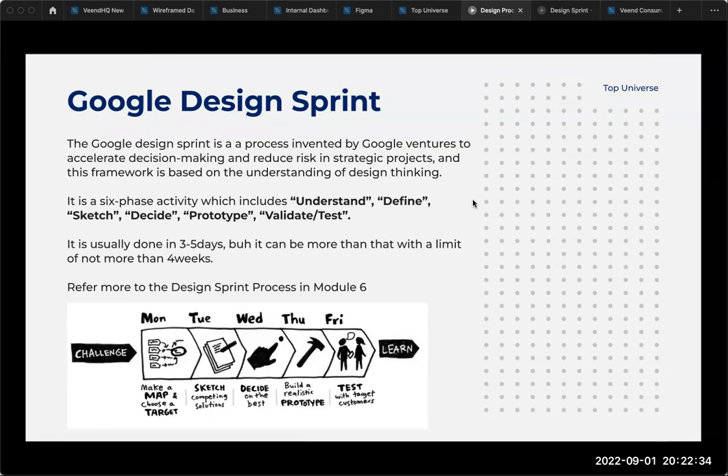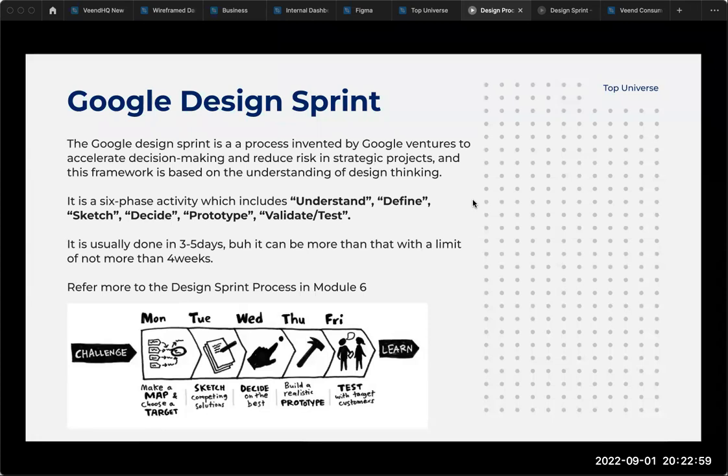So it's a 6-phase activity which includes understand, define, sketch, decide, prototype, validate, and test. It is usually done in 3 to 5 days, but it can be more than that, to the limit of no more than 4 weeks. Once your sprint is getting to more than 4 weeks, it's no more a sprint anymore, right? So it should be done in a very, very short time. Refer more to the design sprint process in module 6.